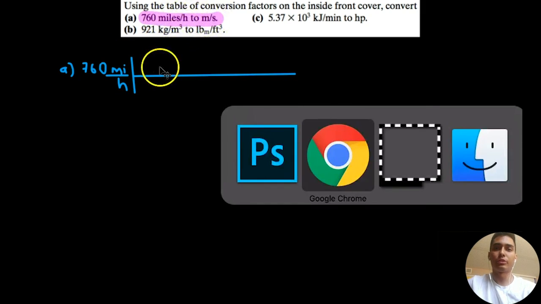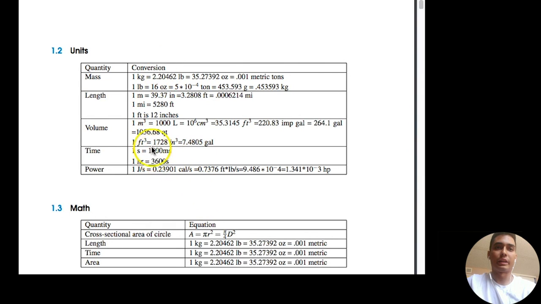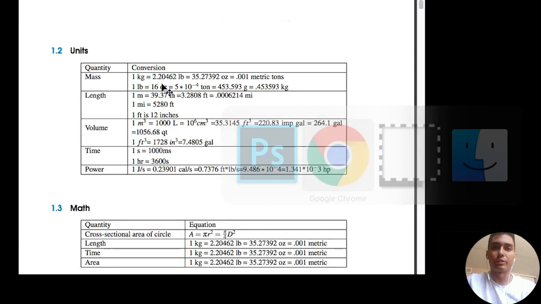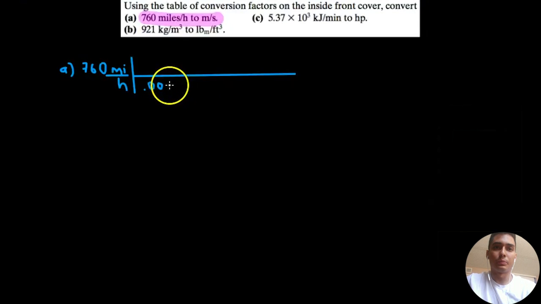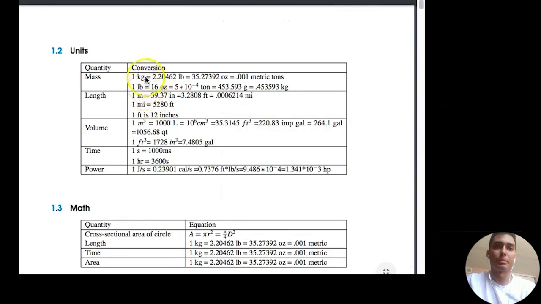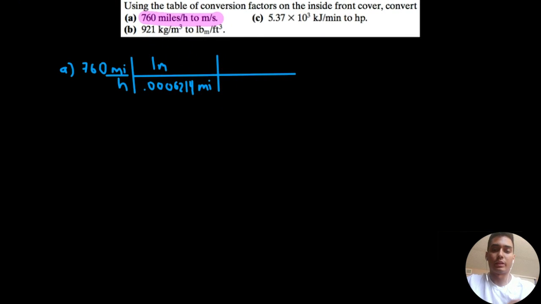So we pull up this conversion sheet, and we see that miles is a length, so we know that, oh look, 0.006214 miles in 1 meter, right? Great, so now we can cancel out miles and miles, and we have our meters, so that's good.